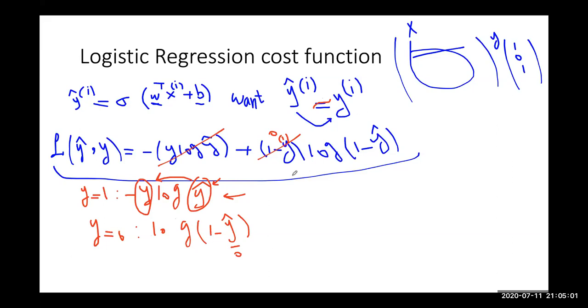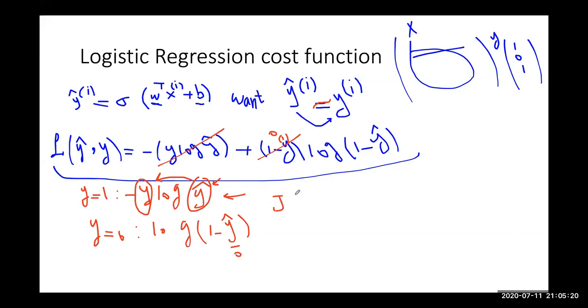If you look at this and work the math, you'll see how beautifully things work out here. And of course, this is only for one example, for one observation, for one picture.